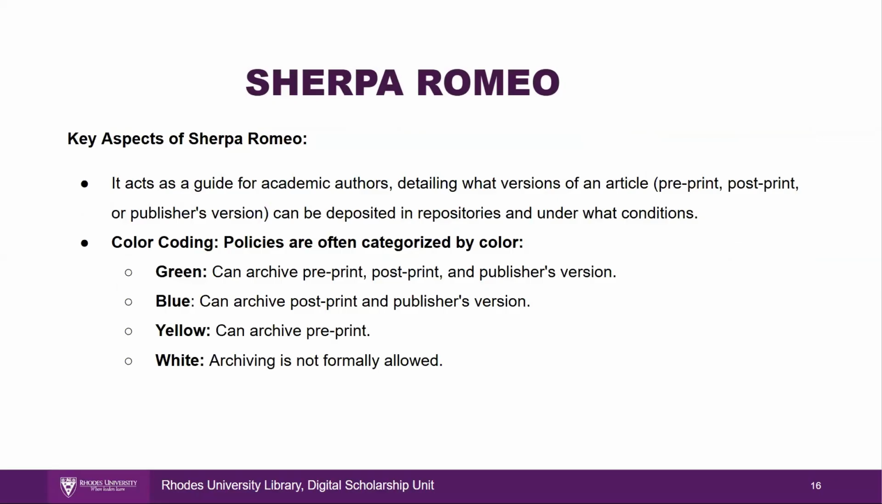Okay, the key aspect of Sherpa Romeo is that it acts as a guide for academic authors, detailing what version of an article, for example, preprint, postprint, or publisher's version, can be deposited into repositories and under what conditions. These policies are usually categorized by color, with green stipulating that you can archive preprint, postprint, and publisher's version. Blue can only archive postprint and publisher's version. Yellow can only archive preprints, and white indicates that archiving is not permissible.